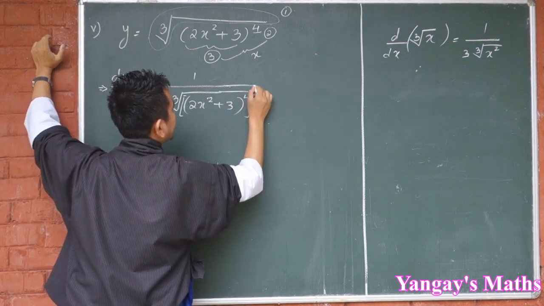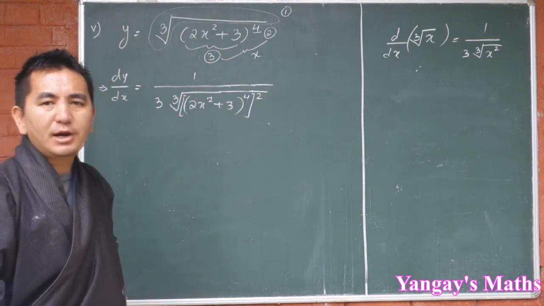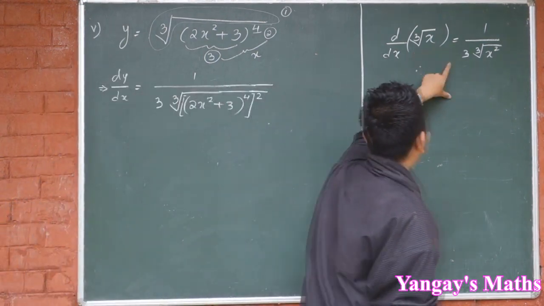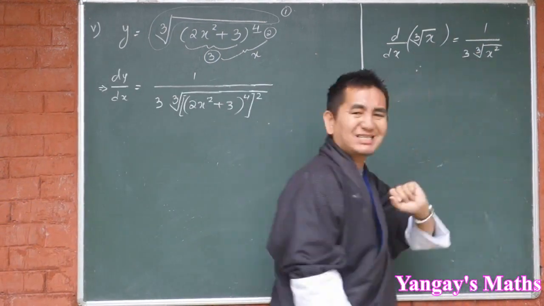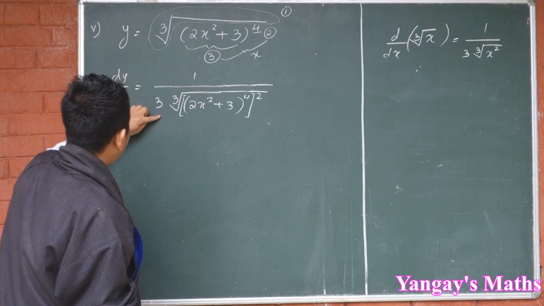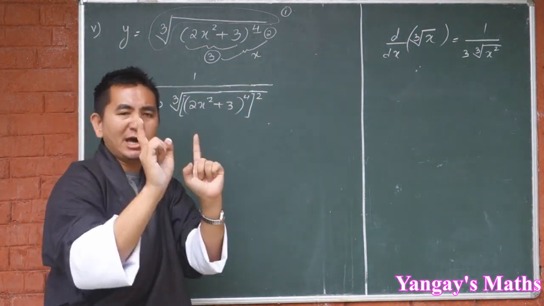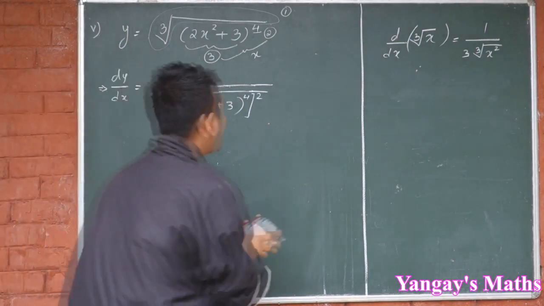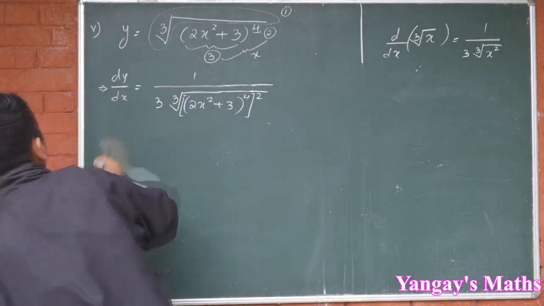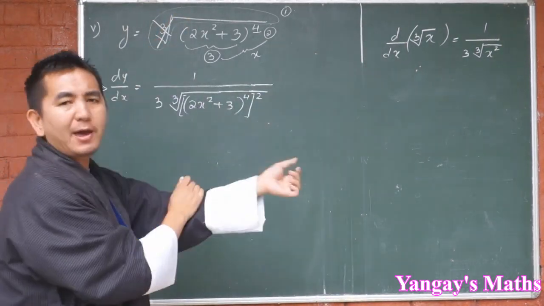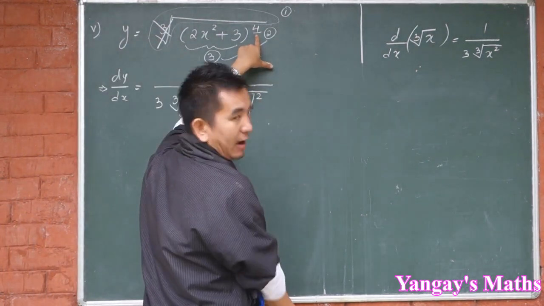square. I hope you got it. That's it. Differentiation of cube root of x is 1 by 3 cube root of x squared. That means 1 by 3 cube root of this whole thing squared. Please get it? Then we are not done. We have just completed only this cube root. Okay? Now go with this one.